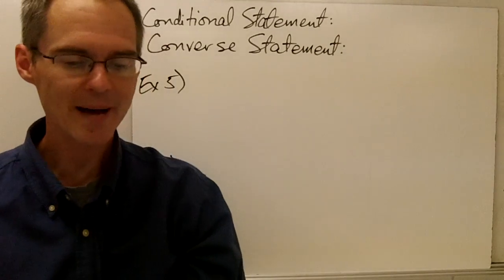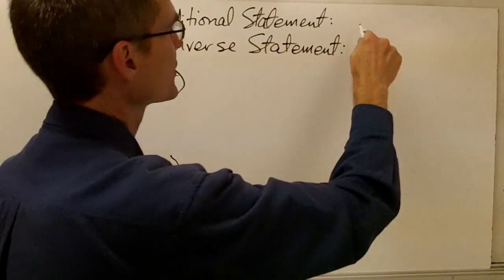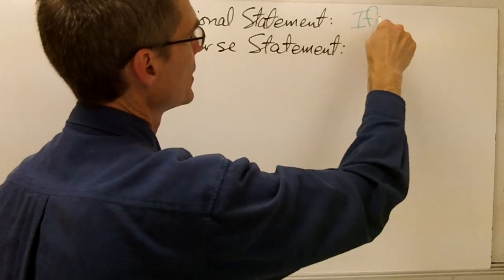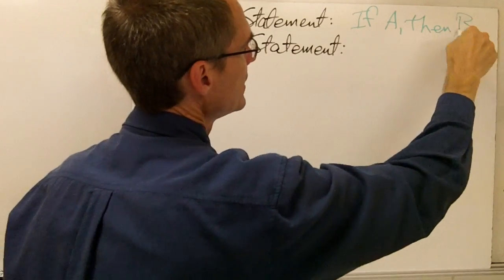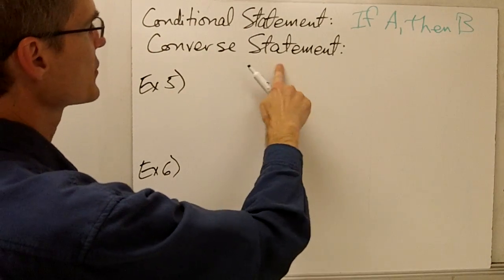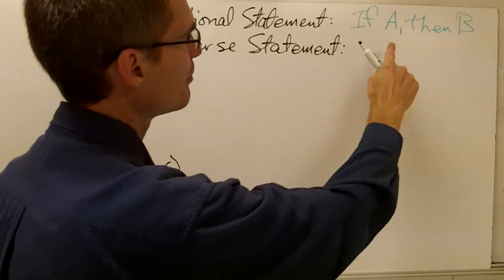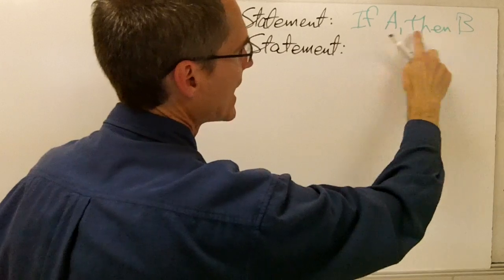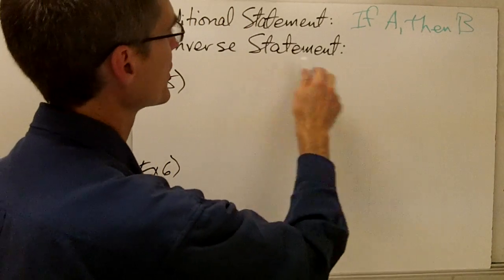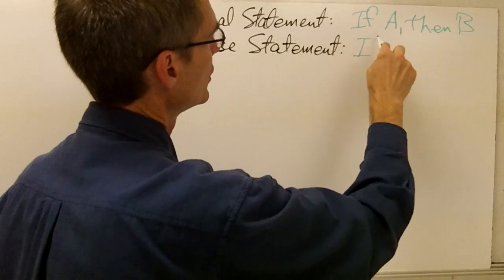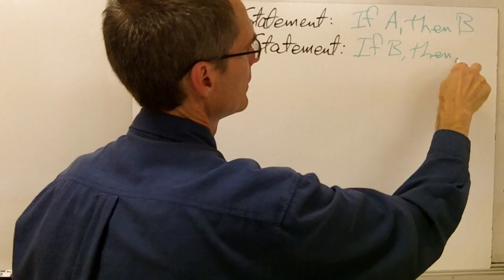Okay, next we're going to talk about converse statements. Now, we already said that a conditional statement is a statement that's in the form if A, then B. The converse of a particular conditional statement is formed by swapping A and B. That is, swapping the position of the hypothesis and the conclusion. So the converse statement would look like if B, then A.